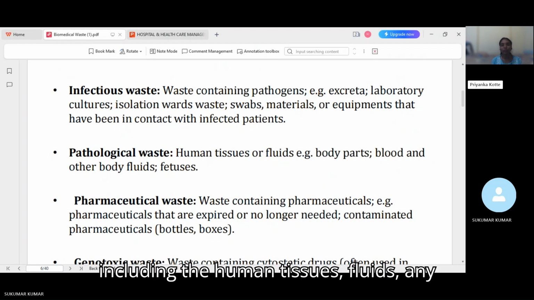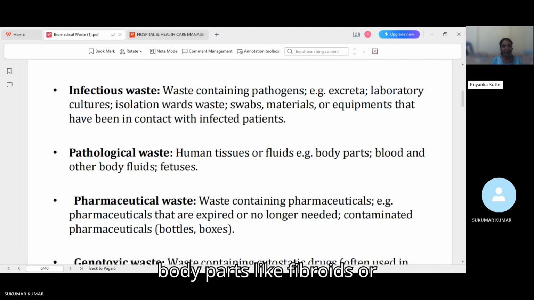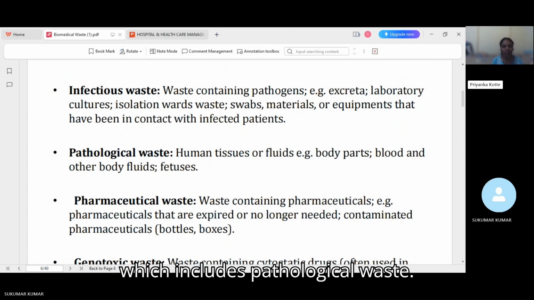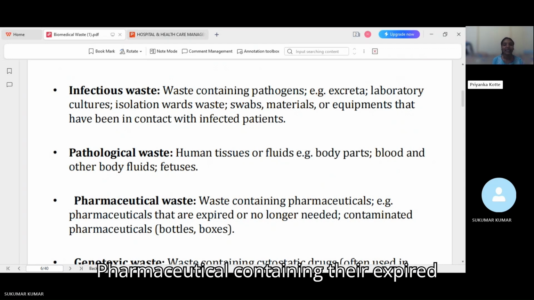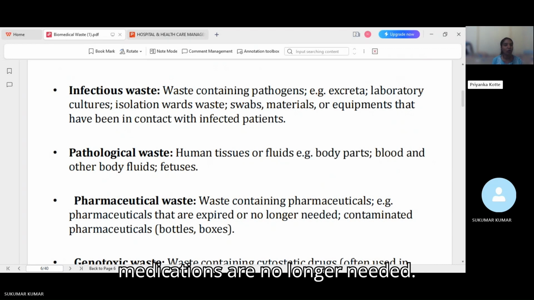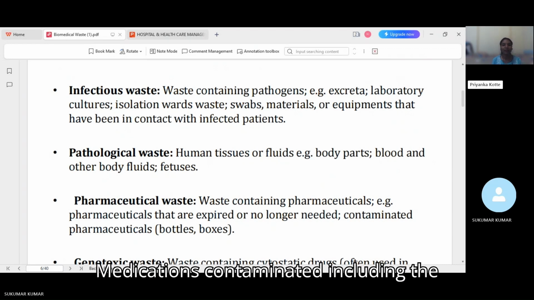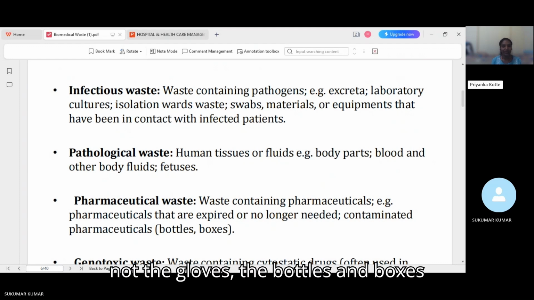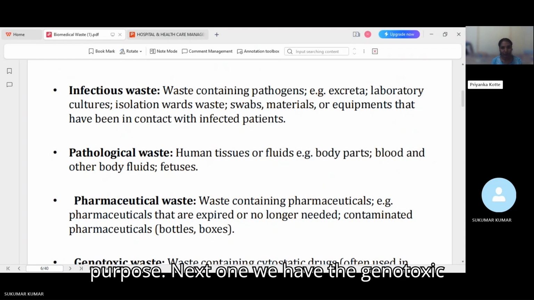Pathological waste includes human tissues, fluids, any body parts like fibroids or amputated parts, blood and body fluids. Pharmaceutical waste includes expired medications or no longer needed medications, and contaminated items, including the bottles and boxes which we used for pharmaceutical purposes.